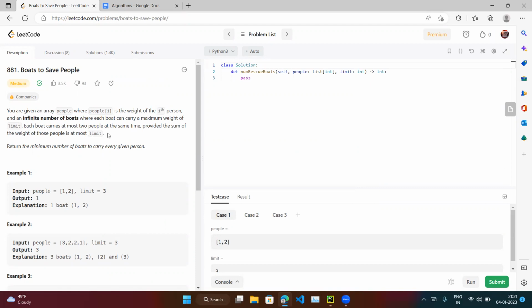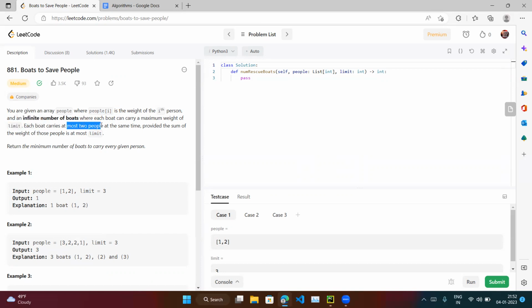We have an unlimited number of empty boats, where each boat can carry a maximum weight of a particular limit. Because otherwise, if we put something heavy on the boat, it might sink, correct? So there is a limit on the particular boat, it can hold only that particular weight, right? Each boat carries at most two people, but there is one more condition. One is this particular limit, but at a time at most only two people. So those two people have a combined weight of at most this limit, not exceeding it.